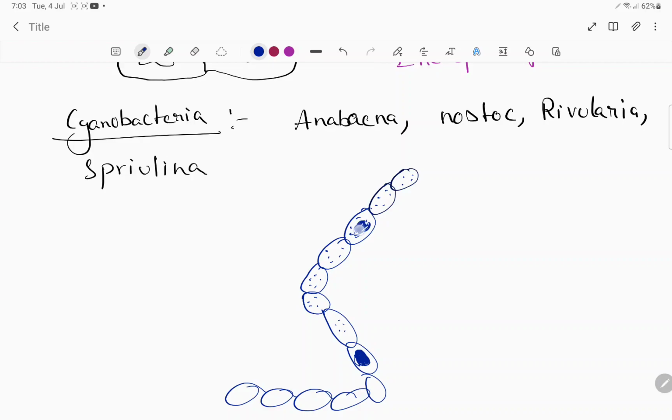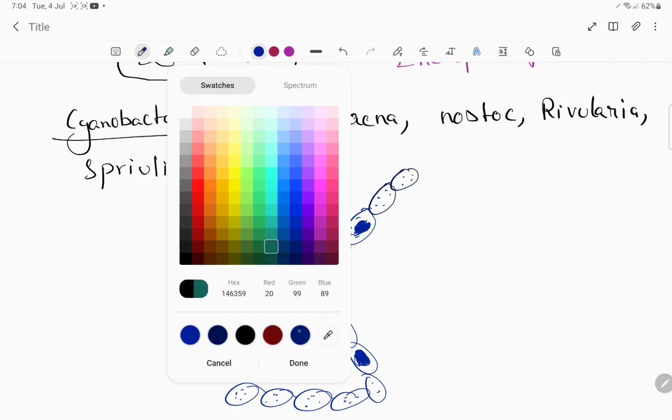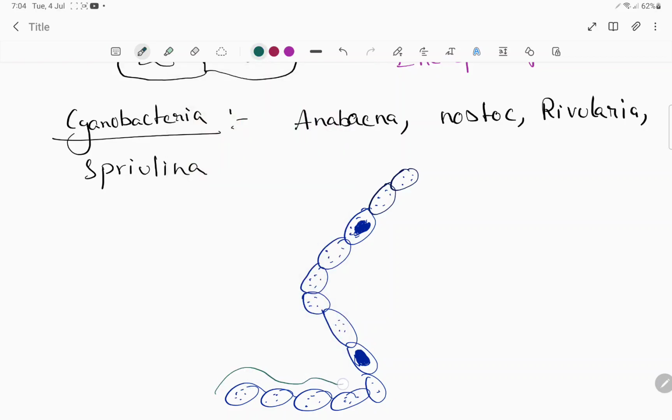In the heterocyst, nitrogen fixation takes place. The entire thing is covered by a mucilaginous sheet. This is the heterocyst seen in Nostoc. And they are prokaryotic. The colonies are generally surrounded by a gelatinous sheet. Flagella are absent.